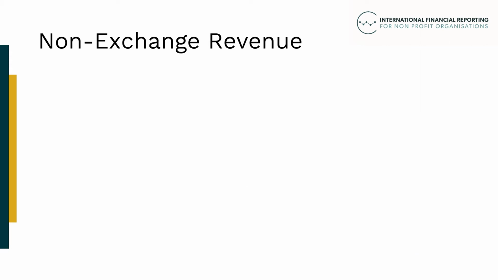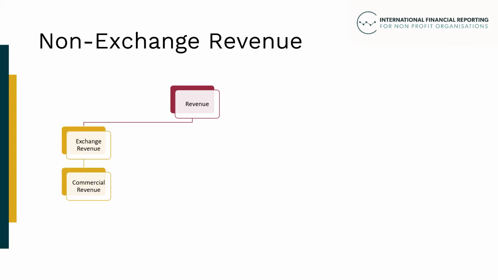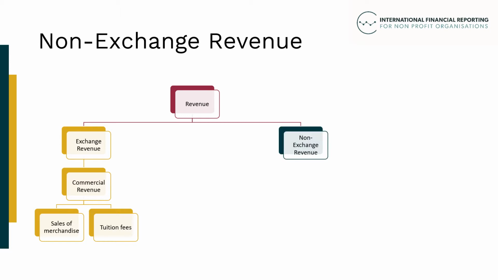So what do we mean by non-exchange revenue? Revenue comes in two forms. Firstly, exchange revenue. This is revenue that is earned on a commercial basis. Examples of exchange revenue include the proceeds from the sale of merchandise and tuition fees charged where these are not subsidised. No sector-specific issues have been identified in respect of exchange revenue, and consequently the consultation paper concentrates on non-exchange revenue. Non-exchange revenue arises when an entity receives value from another entity without directly giving approximately equal value in exchange.